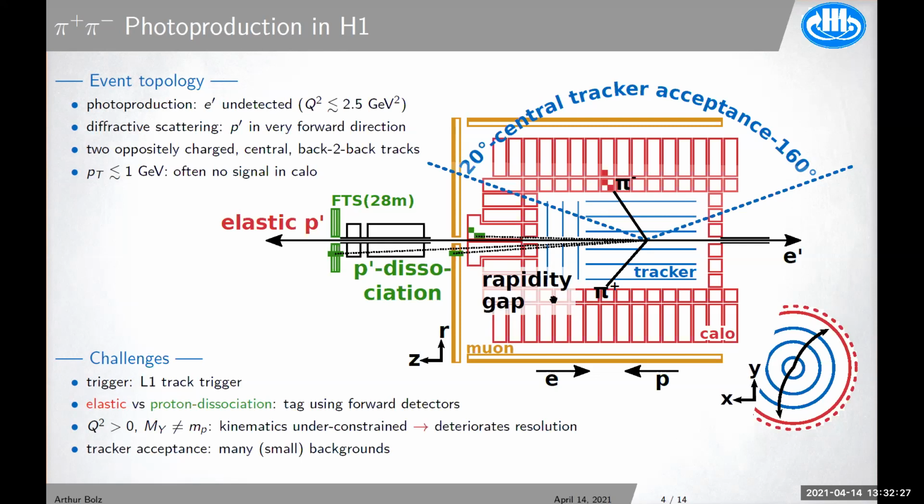First of all, since we only have tracks already on the trigger level, we need to rely on track information. Luckily at H1, we had this level 1 FTT track trigger. Then, as I said, we need to distinguish elastic from proton dissociative events. This we did for this analysis by tagging the proton dissociative events with several of the forward detectors that I mentioned before. Because we do not reconstruct the scattered electron and only the two pions, we are kinematically underconstrained, which results in a deteriorated resolution of the reconstructed variables, which we also need to consider. And because we rely so heavily on the central tracker for this analysis, we are susceptible to lots of backgrounds with processes with neutral particles, or where some of the charged particles lie outside of the restricted tracker acceptance.